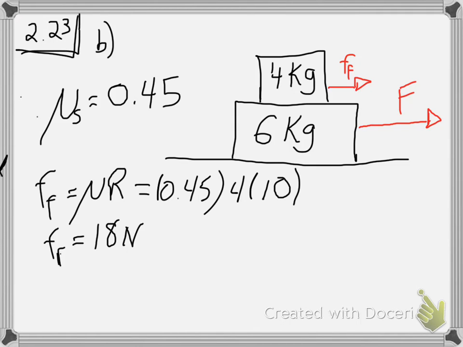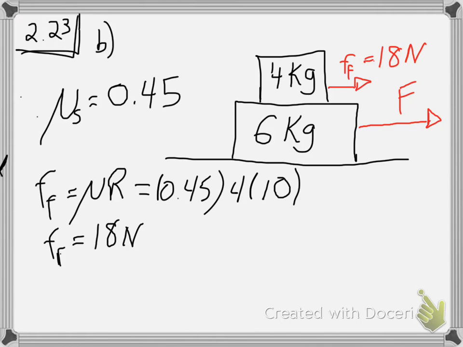So what we get is that the maximum amount of friction between the two blocks will be 18 newtons. That's the most we can have. If we try to make it accelerate so that there would need to be more than 18 newtons of force, well, the 4 kilogram block just won't do it. It'll slide off because there's not enough friction to make that happen.